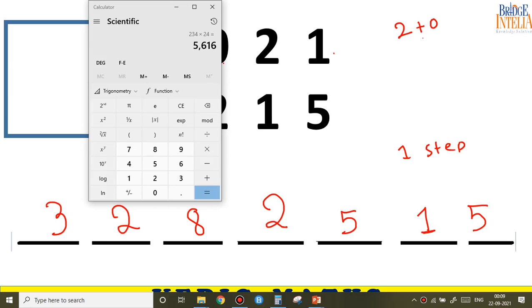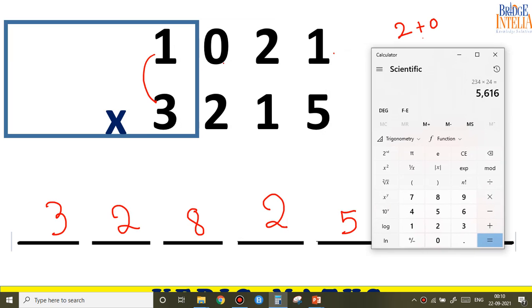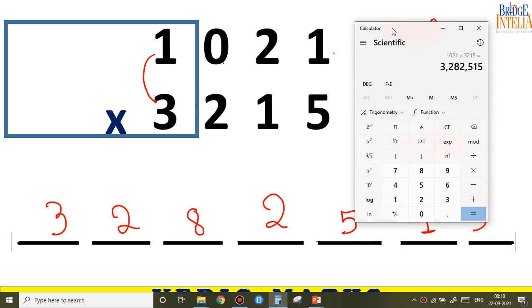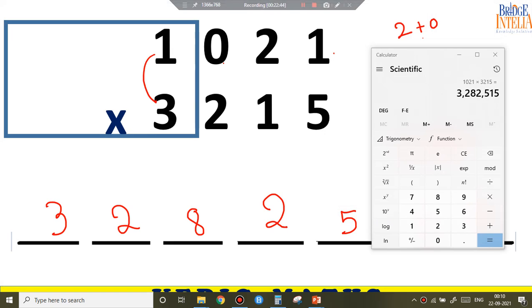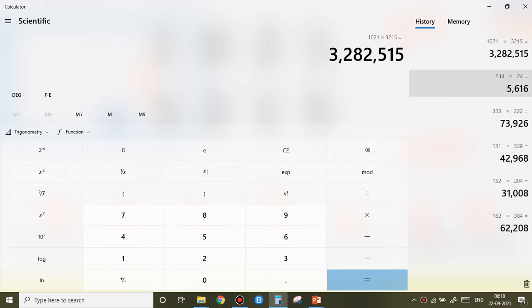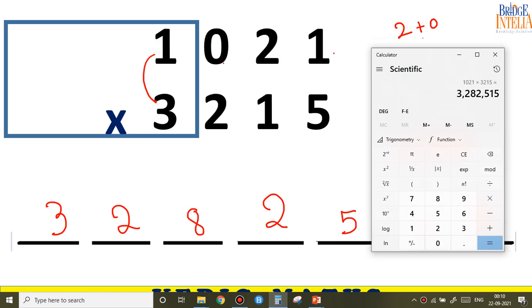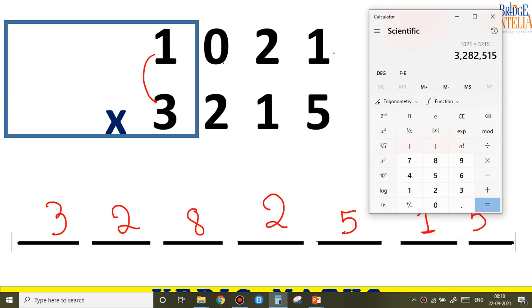Let us verify. Let us see which two numbers we multiplied. So we multiplied 1021 and 3215. So what does the calculator say? The answer given by the calculator is 3282515, and the answer we have found out is also the same, 3282515 and 3282515. So our answer matches that of the calculator.